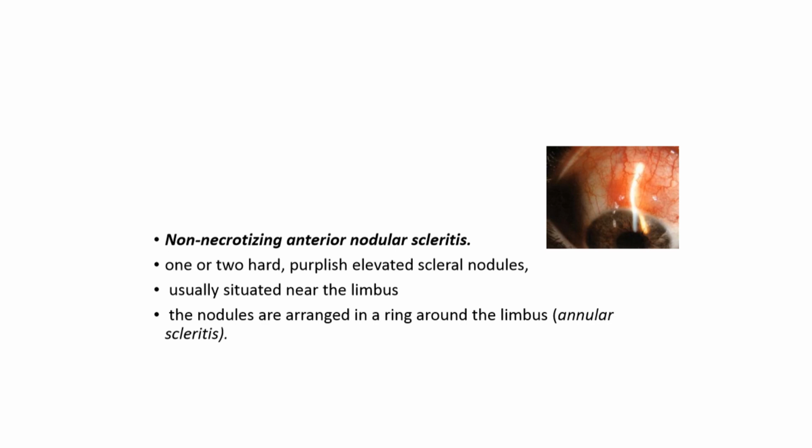Here I'm dealing with nodular scleritis. One or two hard purplish elevated scleral nodules are seen, usually situated near the limbus. The nodules arranged in a ring around the limbus are called annular scleritis.